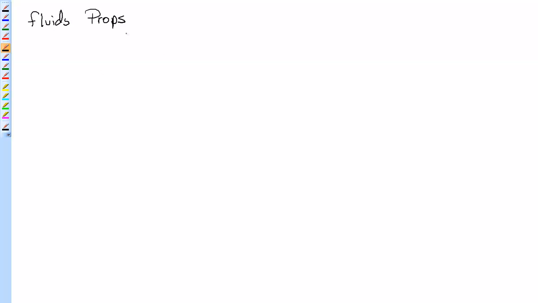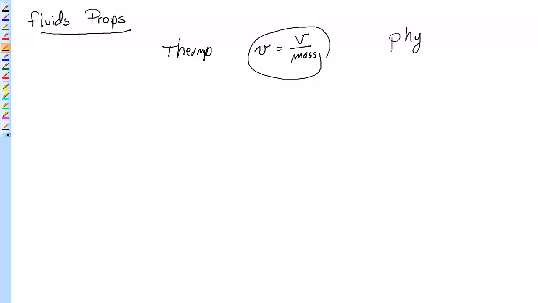Here we're going to be talking about fluid properties. Let's begin by relating back to what you had dealt with in thermo. In thermo, you had dealt with something called the specific weight, the specific volume, which was basically the volume over some mass. Relate that back to your physics course, and chemistry as well, the density.